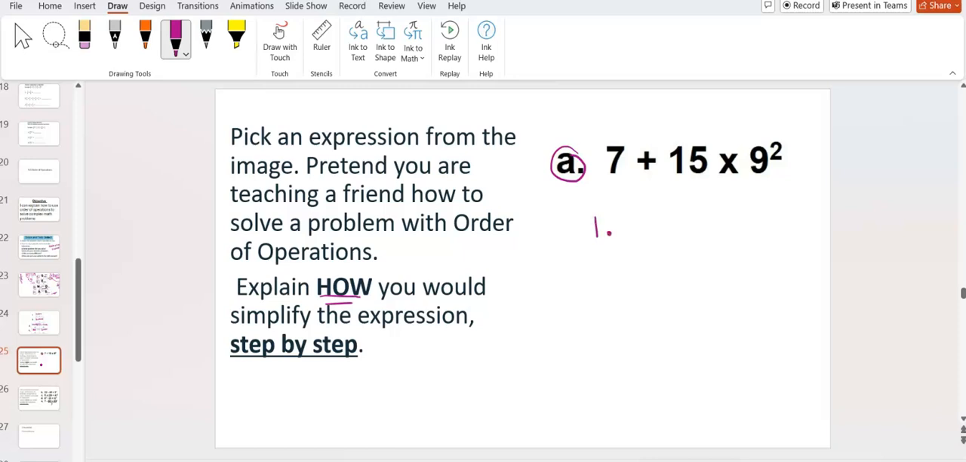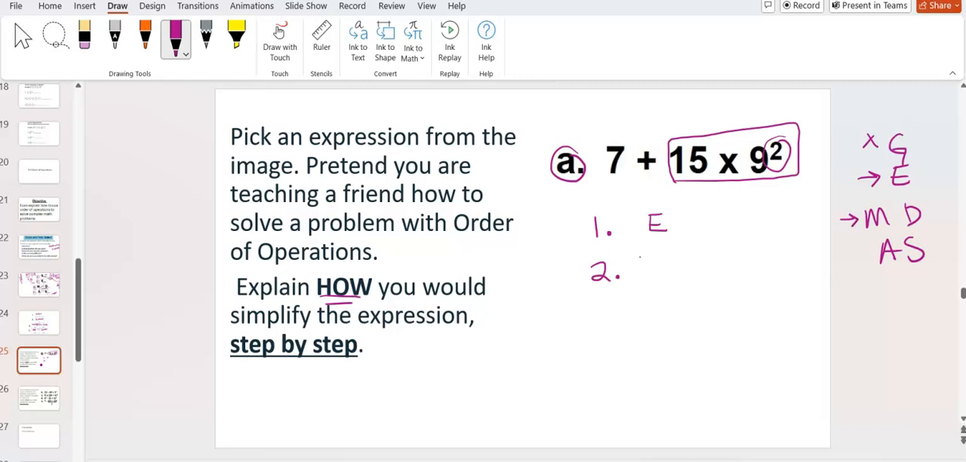So in this particular problem, the first thing I would do is exponents. I would do that 9 squared first because my order of operations, my GEMDAS, says that there's no grouping symbols, but there is an exponent. Then the next thing that I would do is this multiplication problem right here. So I would multiply. And then the last thing I would do is add the 7.